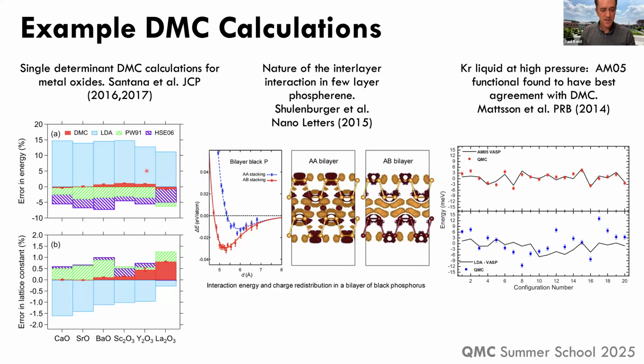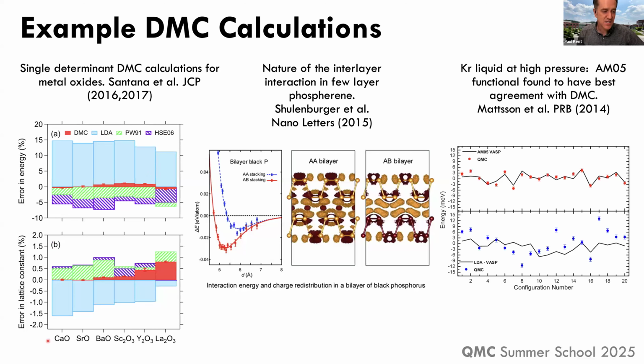This first set of studies is on bulk materials. This was done by Juan Santana in 2016, 2017. It looks at the properties of binary oxides that go into, obviously, cuprate superconductors, so calcium oxide going through to lanthanum oxide. First on this y-axis is the error in the formation enthalpy, and we see that diffusion Monte Carlo is doing well here. It's maybe a few percent worse. And for the different density functionals that were picked, the errors are much, much larger.